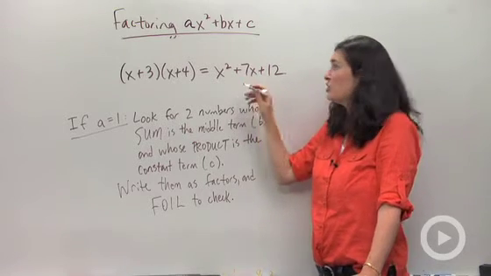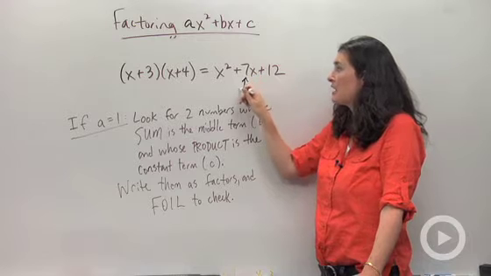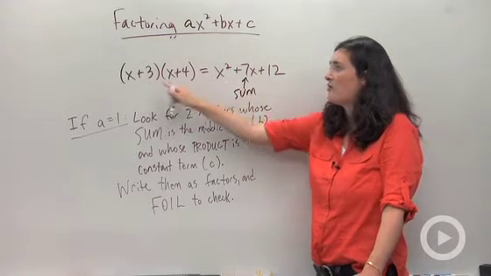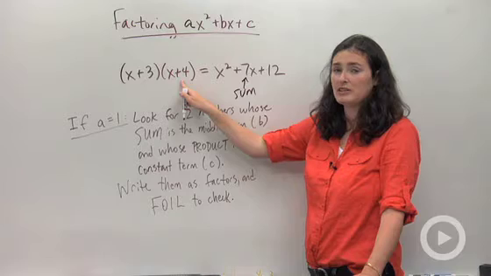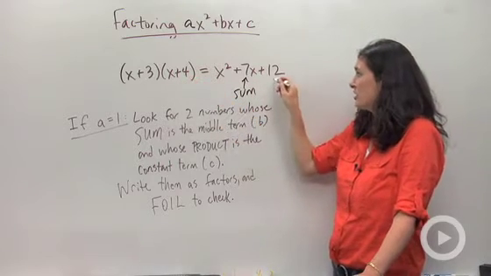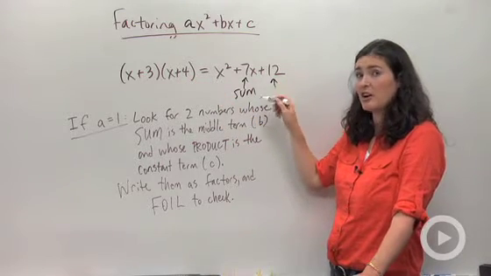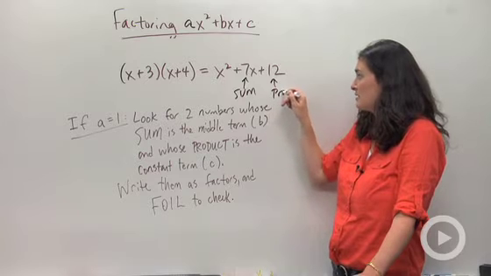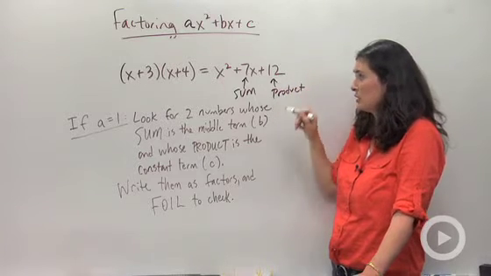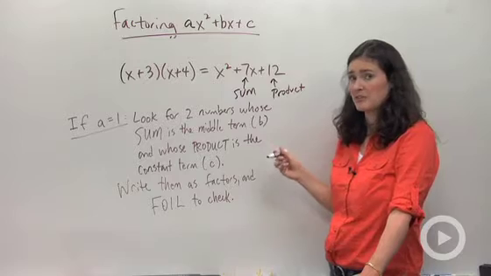The first thing I want you to notice is that this number right here is the sum of my two constants. 3 plus 4 gave me 7. Also look, 12, this number here, is the product of my two constants. That is super important. That pattern is how you solve these problems.